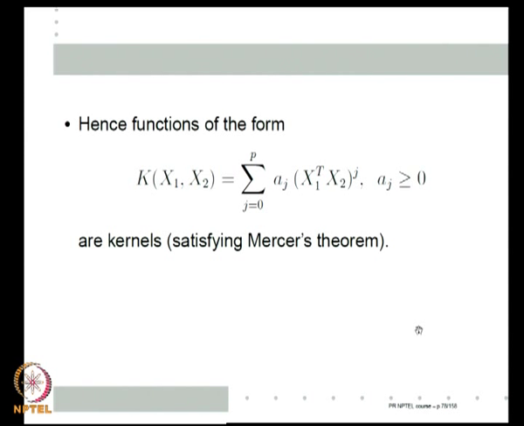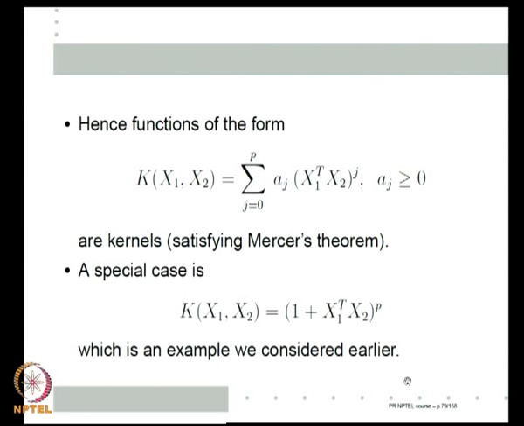So, what this means is that functions of the form k(x1, x2), given as the sum from j equal to 0 to p of a_j (x1 transpose x2) to the power j, are kernels. What is the special case? 1 plus x1 transpose x2 to the power p. If I expand this with the binomial theorem, I will get 1 plus some constant into x1 transpose x2 plus some other constant into x1 transpose x2 square and so on. So, in general this kind of function is a kernel, and hence this is a kernel. This is the kernel that we used earlier. This is called a polynomial kernel.